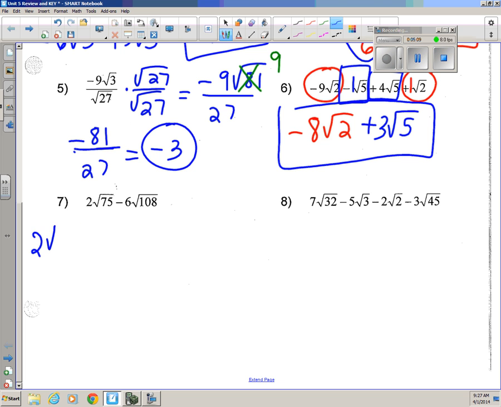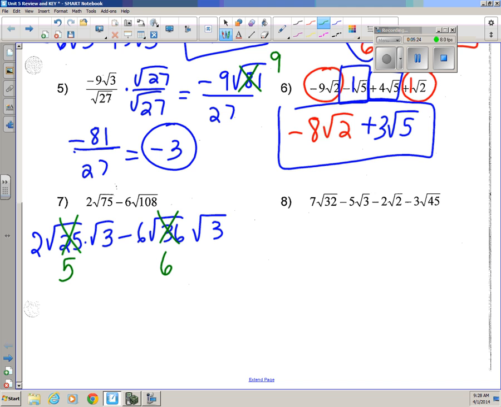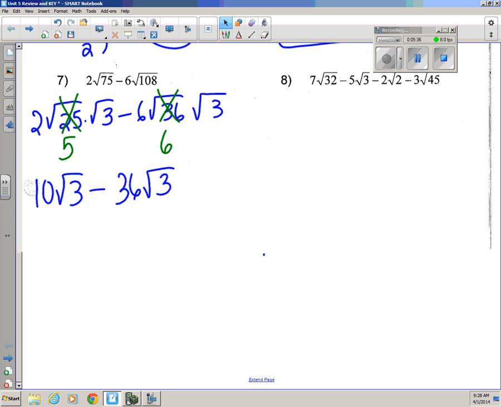75 is 25 radical 3, so 2 radical 25 radical 3. 108 minus 6 radical 36 radical 3. Square root of 25, square root of 36. Multiply: 10 rad 3s minus 36 rad 3s. Well, those are both like radicals. The fact that they're like radicals, all I need to do is just combine them.